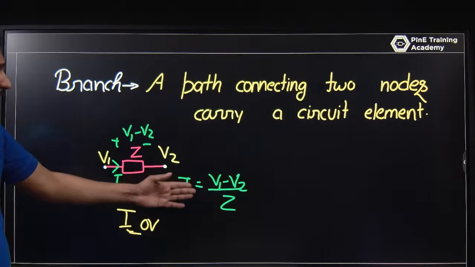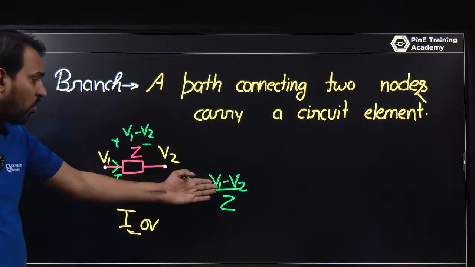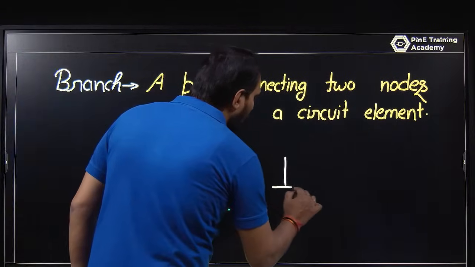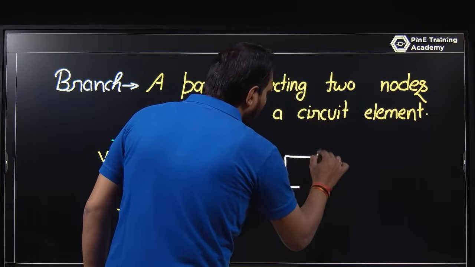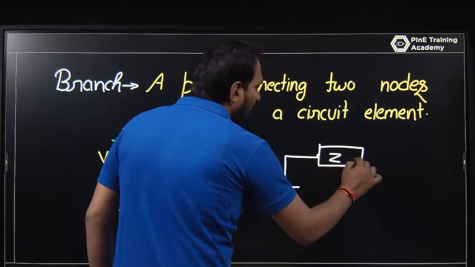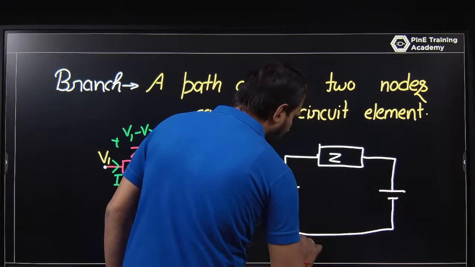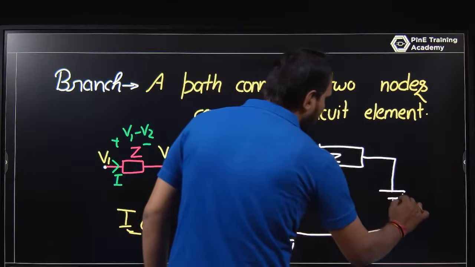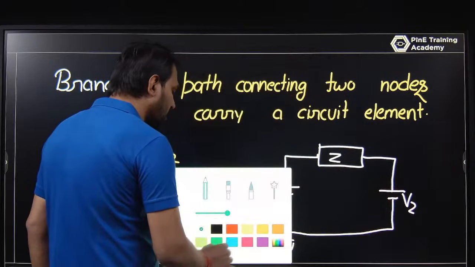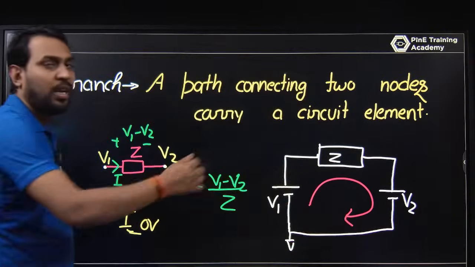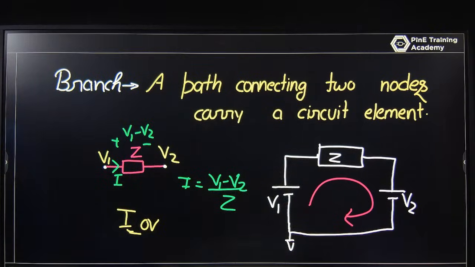Whenever you talk about the KCL, if you don't know how it becomes V1 minus V2, just think in this way. You have a V1, you have a Z, you have a V2. This is V1, this is V2, this is Z. Just use a basic loop if you know. That is I is equal to V1 minus V2 upon Z. So this is the way.